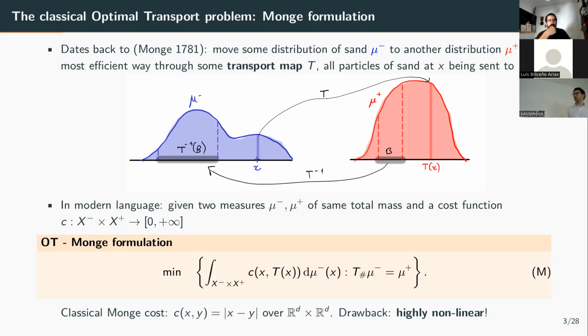And the constraint is a push-forward condition. Okay, it means that if you push mu minus with the map T, it gives mu plus. So you have this push-forward operator. Maybe I should just write it: T push-forward mu minus of some set E is equal to mu minus of T minus 1 of E.